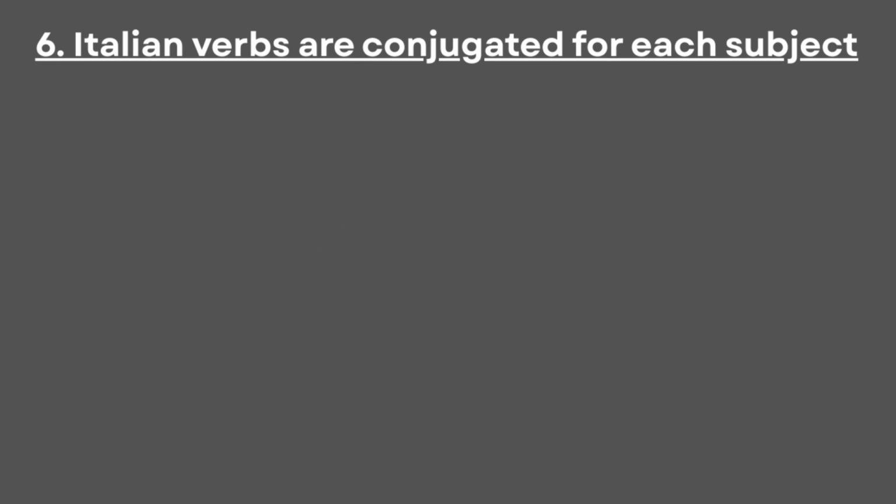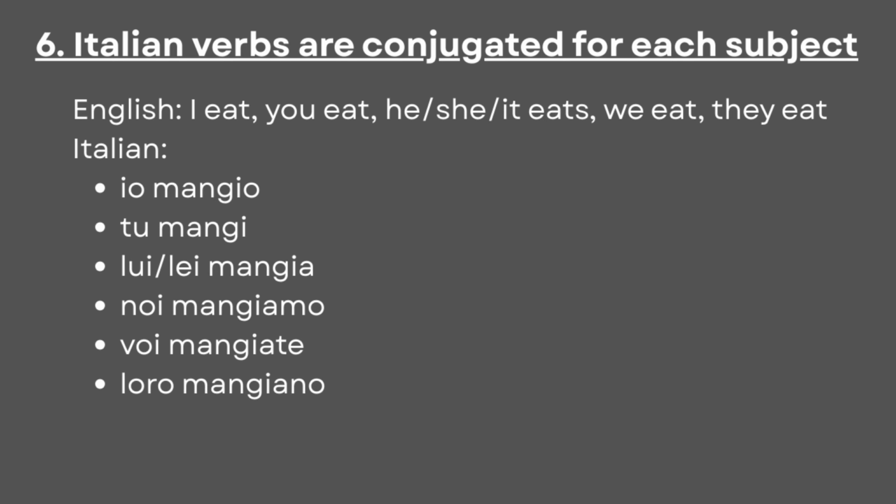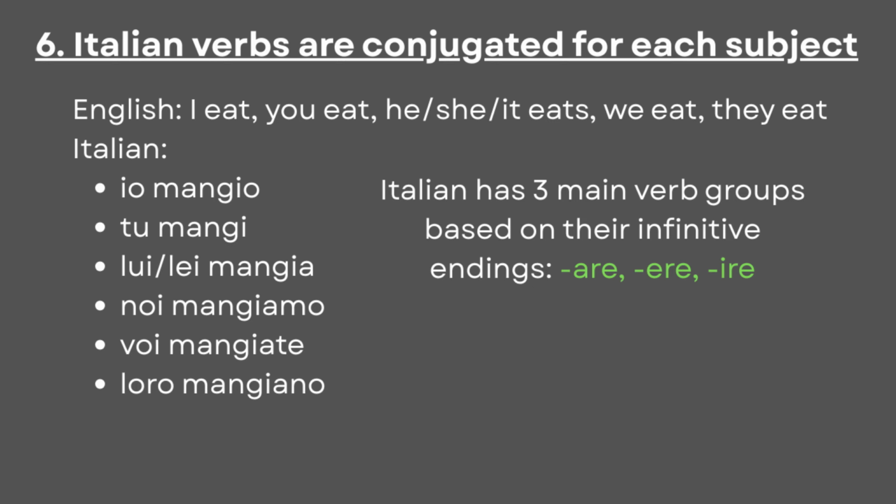Number 6. Conjugation is central in Italian because verbs change for person and number, having endings for verb conjugations. Italian verbs are also categorized into 3 main groups based on their infinitive endings: are, ere, and ire. Each group has a different conjugation pattern, and within the ere and ire groups, many verbs are irregular.